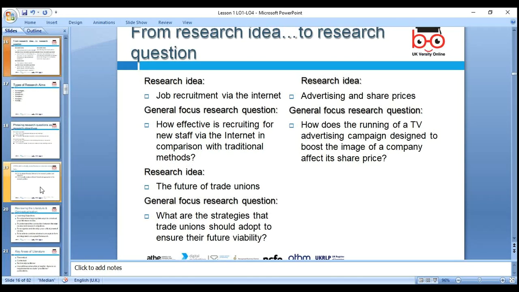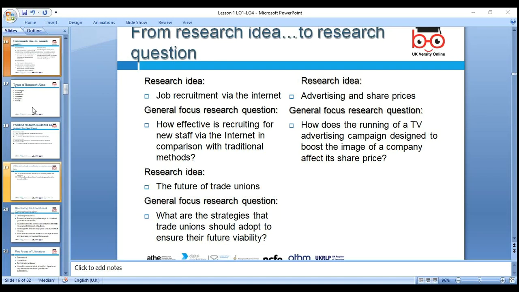I set up so many slides, but it's just a matter of if you want to go into details, you can as well. So a question can be job recruitment via internet. Your objective: how effective is recruitment of new staff via internet? Future of trade union and what are the strategies that unions can use? So these are the questions.